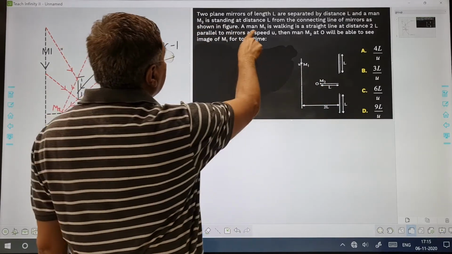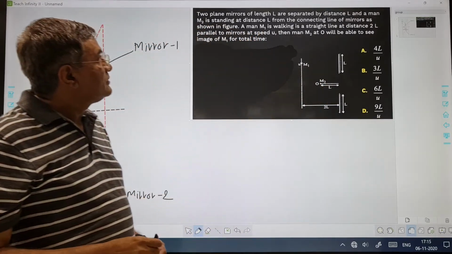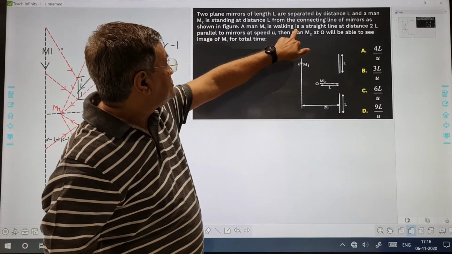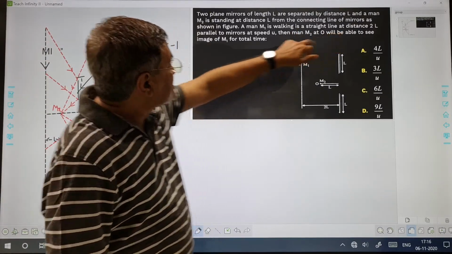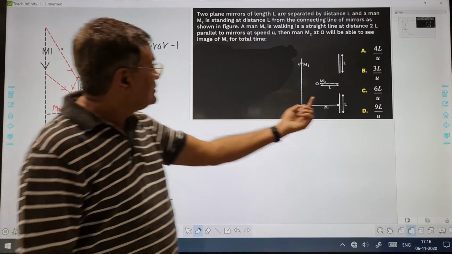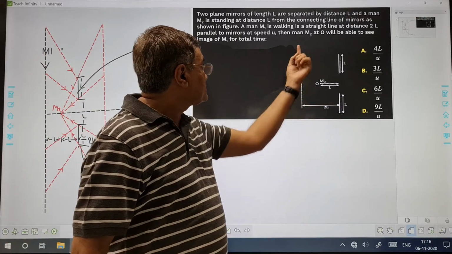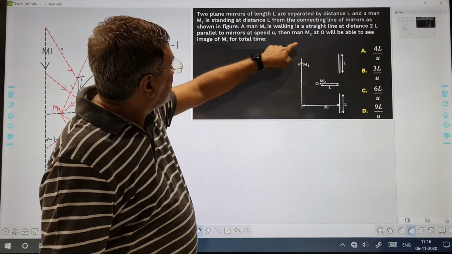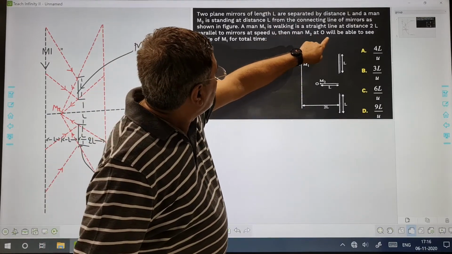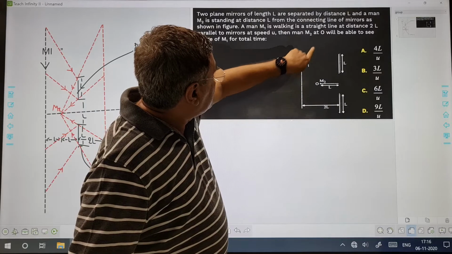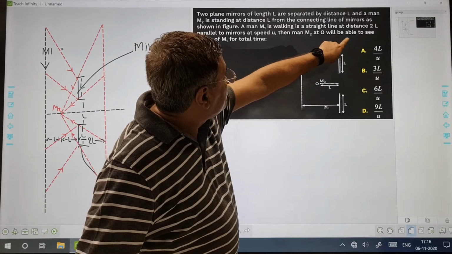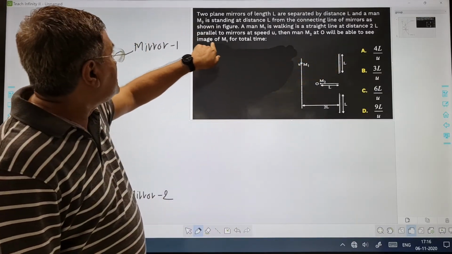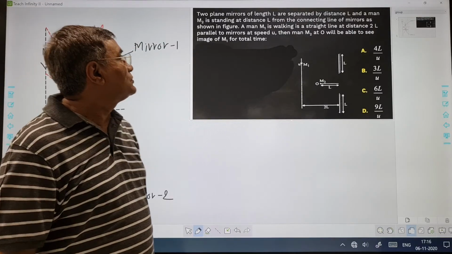Then a man M1 is walking in a straight line over here at a distance 2L parallel to the mirrors. So 2L is the distance, and the person is moving with speed u, coming down. Then this M2 is looking: will my person M1 be able to see the image of M1, for what total time?